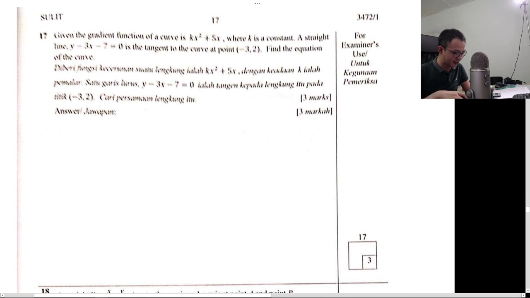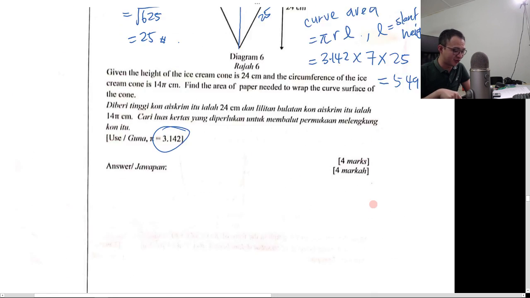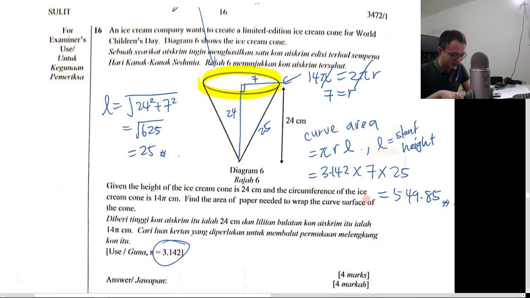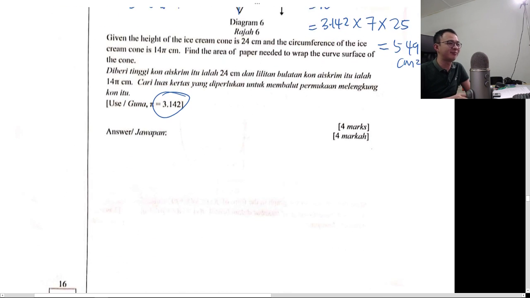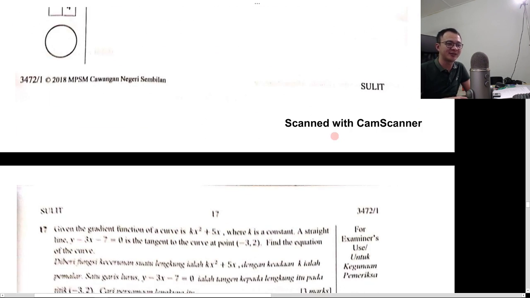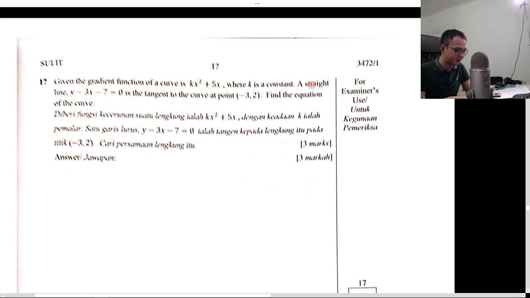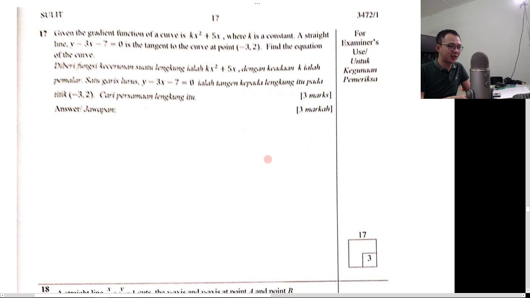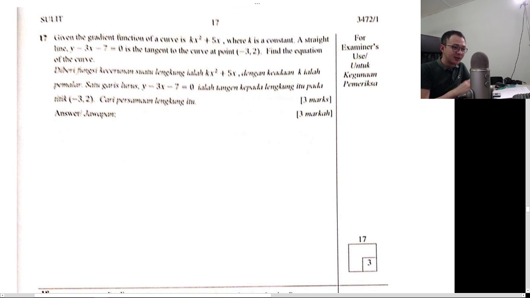Alright, number 17 here. The text is a bit blurry, but I guess it's still fine. If you want to write the unit, you can follow the unit given and use cm squared. But in SPM, I don't think they will deduct marks for units. Okay, so 17 here.